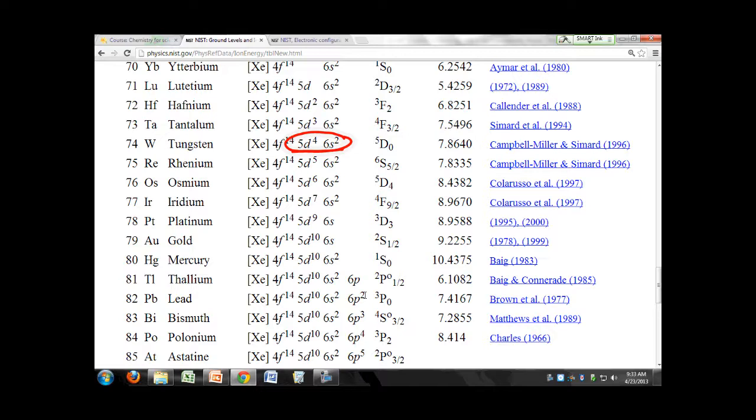And let's see, what other exceptions do we have here? Here's another exception. 5D9 6S, and gold is 5D10 6S. So if we were to follow the pattern, we should have written this as 5D10 6S2, but it's not. And this one, I'm sorry, this would have been 5D8 6S2, and this should have been 5D9 6S2 if we were to follow the pattern.